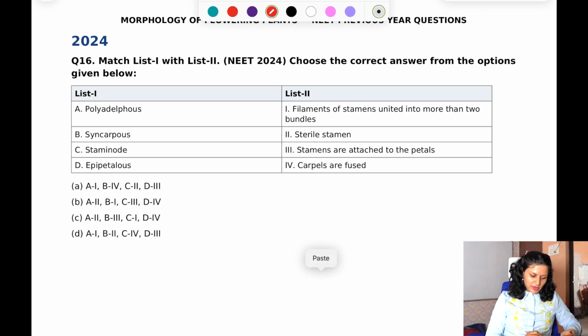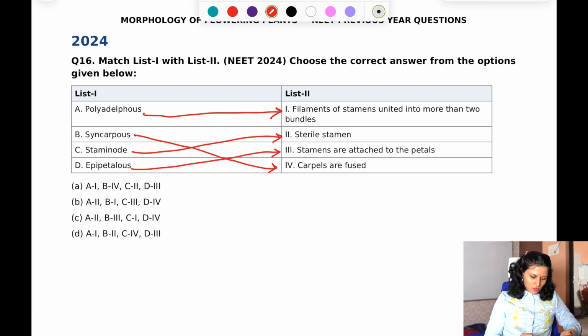Next question, match the pairs. Polyadelphous, filaments of stamens united to form more than 2 bundles. Syncarpous, carpels fused. Staminode is sterile stamen and epipetalous stamens are attached to the petals. 1, 4, 2, 3. For question number 16, option A is correct.